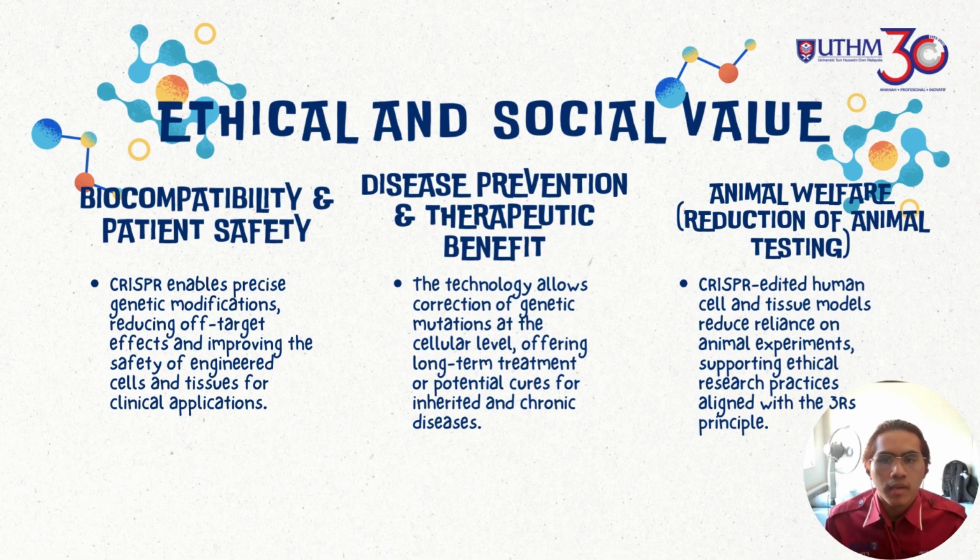There are many ethical and social values that we can get from CRISPR gene editing for cell therapies, and some of them are: first, biocompatibility and patient safety. CRISPR enables precise genetic modifications, reducing off-target effects and also improving the safety of engineered cells and tissues for clinical application. Second, disease prevention and therapeutic benefits.